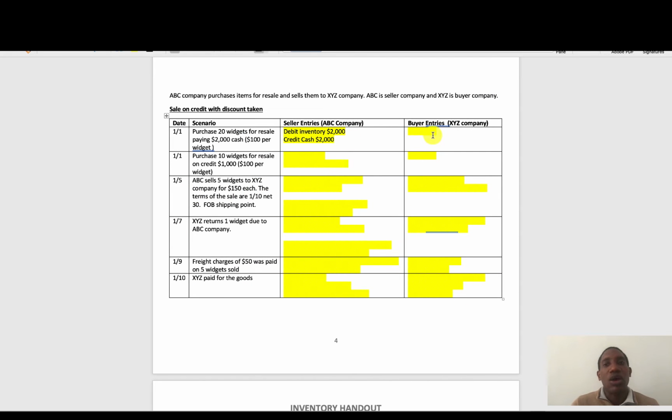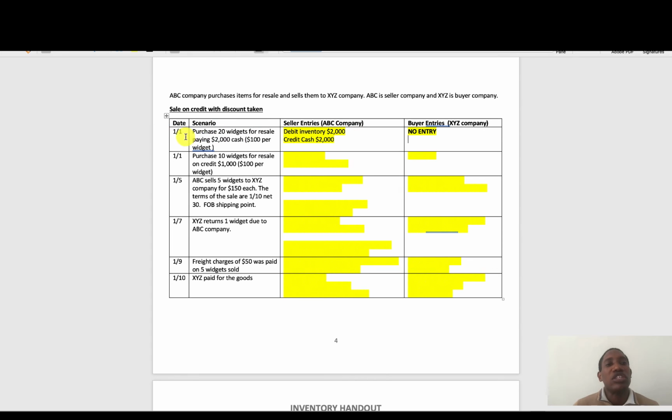Now think about it. What entry is XYZ Company going to have? What entry are they going to make? So ABC Company buys these widgets. These widgets are now sitting in ABC's inventory, right? Does XYZ have to make an entry? No, they do not. In fact, XYZ doesn't have any entry because XYZ is the buyer. ABC at some point is going to sell these items to XYZ. But at this point, ABC hasn't sold anything. All ABC did was buy the items and put them in inventory, and that's it, okay?